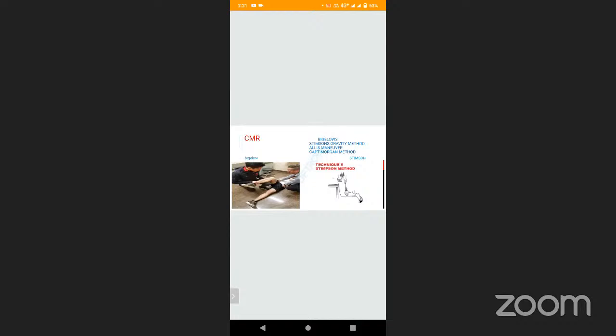Then Stimson's gravity method, as you can see, is done in the prone position. The patient is lying along the edge of the table with both thighs and both legs hanging out of the table. In the case of posterior dislocation, we can just apply pressure over the posterior aspect of the hip anteriorly. Then you can reduce the posterior dislocation of the hip.